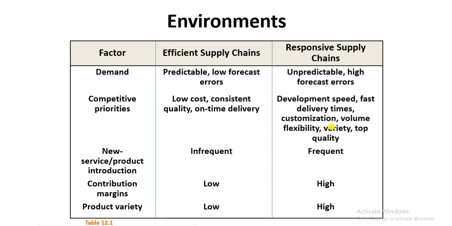Demand-wise, for the efficient supply chain you can take the example of the supply chain of the sugar industry, and for the responsive supply chain you can take the example of any branded clothing industry or clothing brand working in Pakistan. These are the two examples you should keep in mind while studying this concept about the environment.